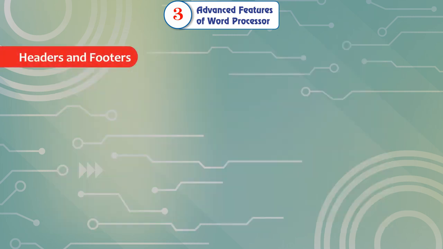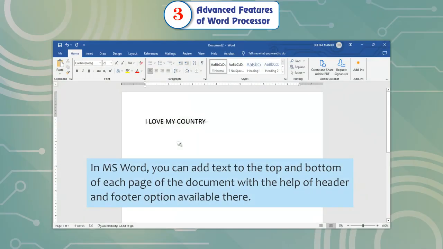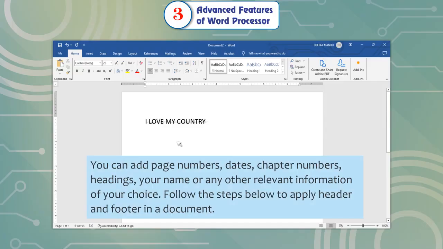Headers and footers. In MS Word, you can add text to the top and bottom of each page of the document with the help of header and footer option available there. You can add page numbers, dates, chapter numbers, headings, your name or any other relevant information of your choice. Follow the steps below to apply header and footer in a document.